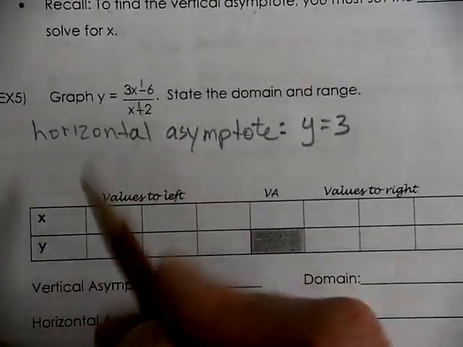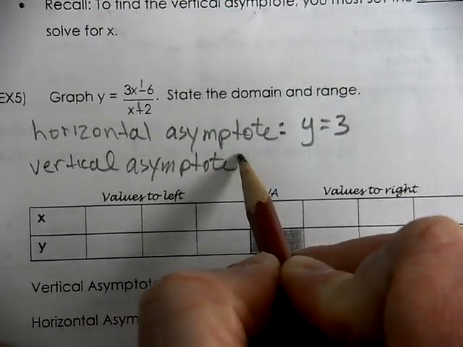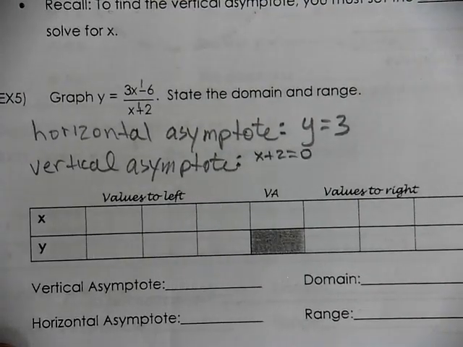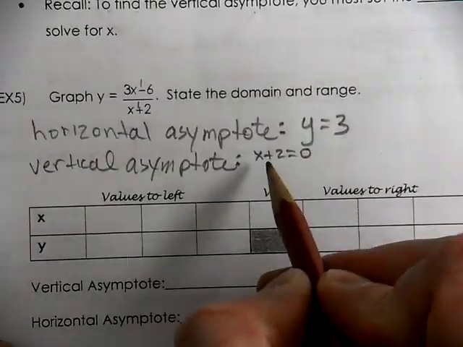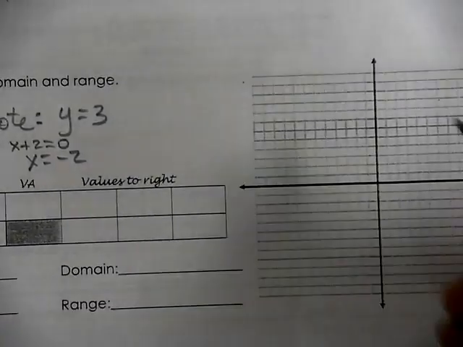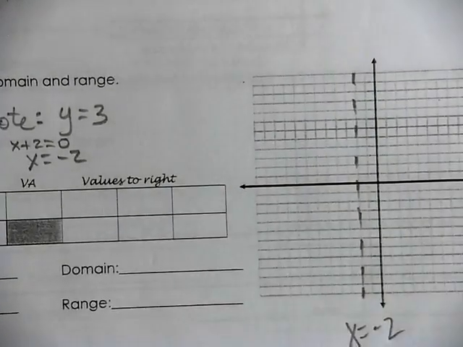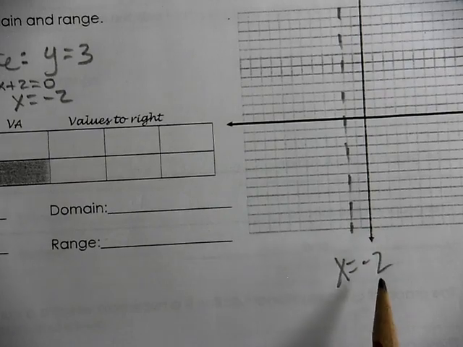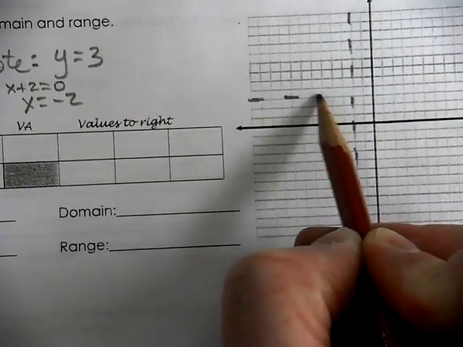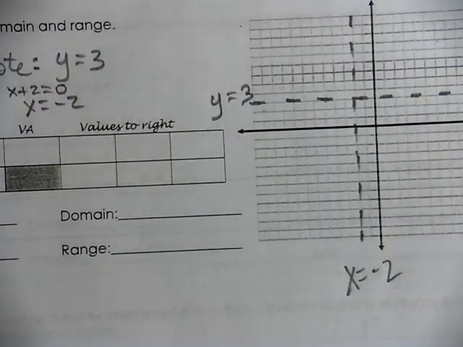So we're going to come down here to find our vertical asymptote. We're going to take our denominator, and in your homework I would expect you to write these things out. It doesn't just magically appear. Subtract the 2 across and you get x equals negative 2. So we're going to have a vertical asymptote at negative 2. Don't forget to label the asymptote. And we have a horizontal asymptote at 3. So label the asymptote.